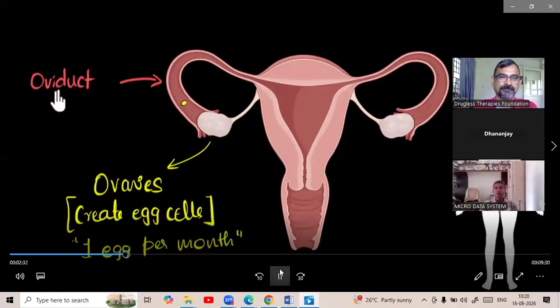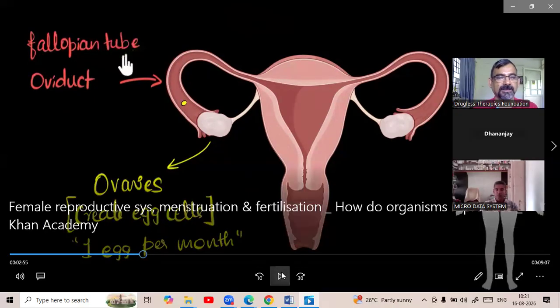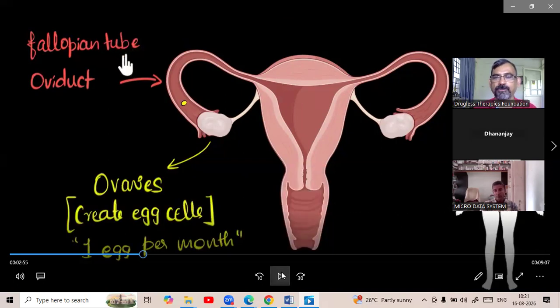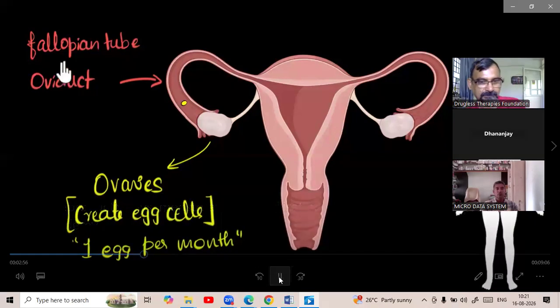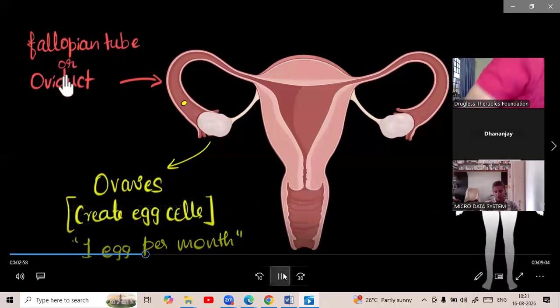Oviduct. And if you look at the name carefully, duct means a passage, and ovi means ovum, meaning egg. Egg is called ovum, right? So it's a passage for the egg. That's what it literally means. It also has another famous name. It's called the fallopian tube. Blockage of the fallopian tube is also something we come across very frequently. Both names are very commonly used, so we should be familiar with both of them.